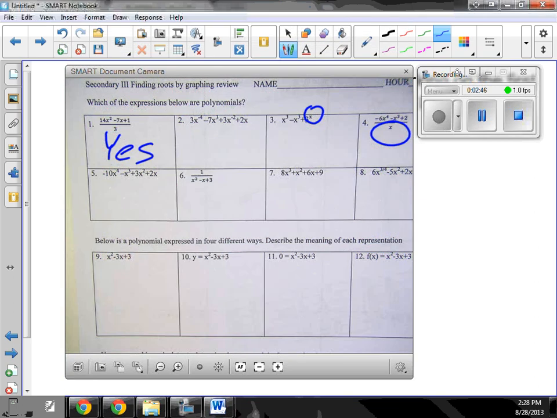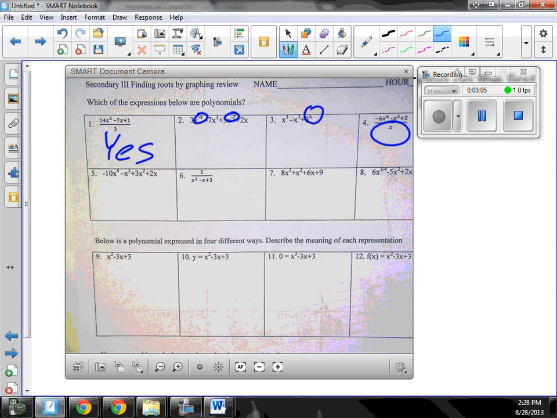2 is not. Why is 2 not a polynomial? I have some negative exponents. What if it was 5 to the negative 2? Would that be a polynomial? Yes, because the numbers don't affect it. It's just the exponents on the variables. All right? Number 5. 5 is a yes.